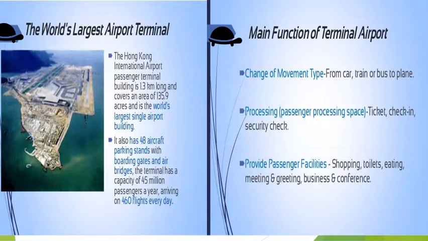What are the main functions of the airport terminal? One is the change of momentum, that is from car to train, so you are given accessibility to get to your places. Then passenger processing, that is the check-in and check-out process. And the facilities they provide are shopping, eating, meeting and greeting, along with business and conference facilities. These are the services provided in the airport terminal building itself.